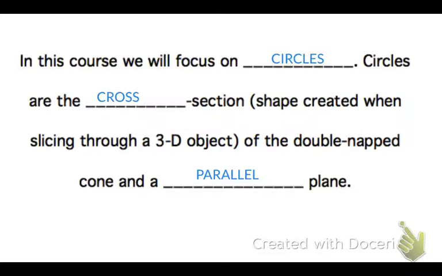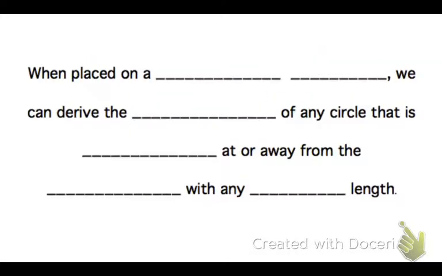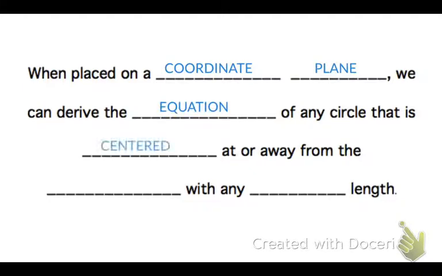And so the sizes of the circles would change depending on how close we are to the vertex of the cone. We take those cross sections and we put them on a coordinate plane so that we can write the equation of any circle that is centered at the origin or away from the origin with any radius length. So again, that's what changes as we move up and down the cone, closer and closer to that vertex. We change the radius. Remember, radius is from the center point to the outside edge.